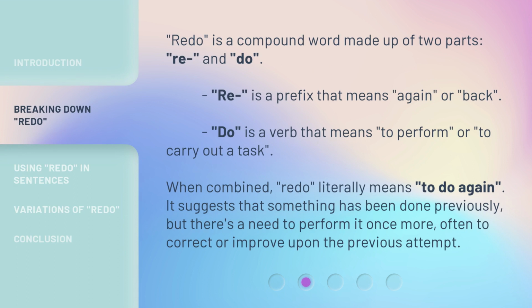Redo is a compound word made up of two parts, re and do. Re is a prefix that means again or back. Do is a verb that means to perform or to carry out a task. When combined, redo literally means to do again. It suggests that something has been done previously, but there's a need to perform it once more, often to correct or improve upon the previous attempt.